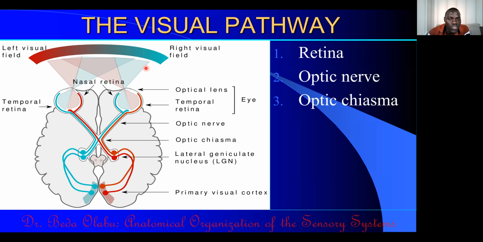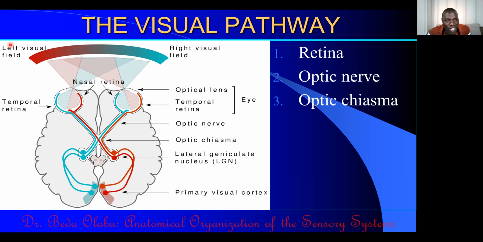If you follow this one, temporal visual field goes to nasal retina, then now from nasal retina, we have fibers decussating somewhere, as opposed to fibers which come from the nasal visual field. Don't confuse nasal visual field with nasal retina. Fibers which come from the nasal visual field land on temporal retina. Those ones don't decussate. Why don't they decussate? See, this is right eye. This ray is coming from the left visual field.